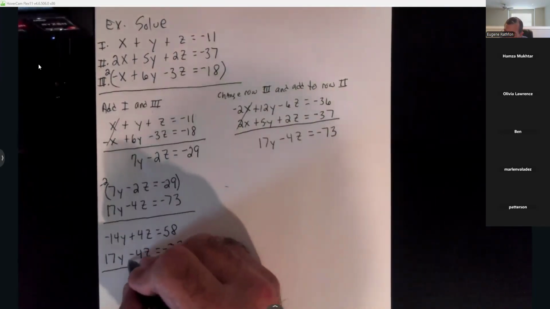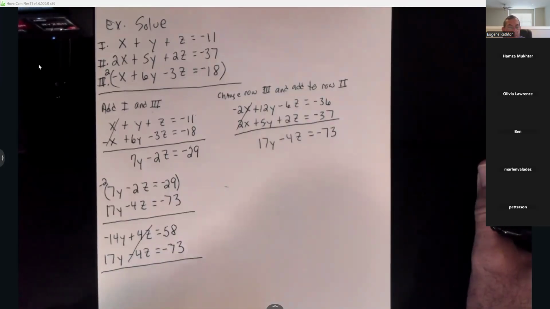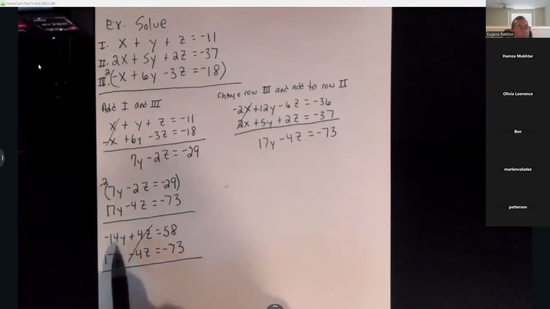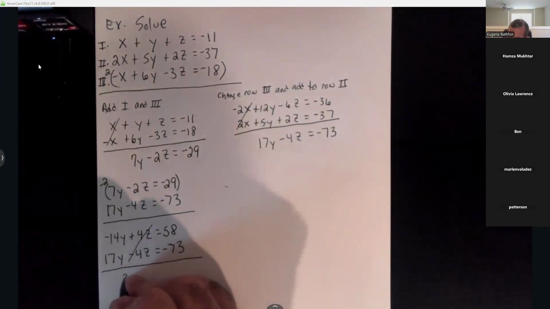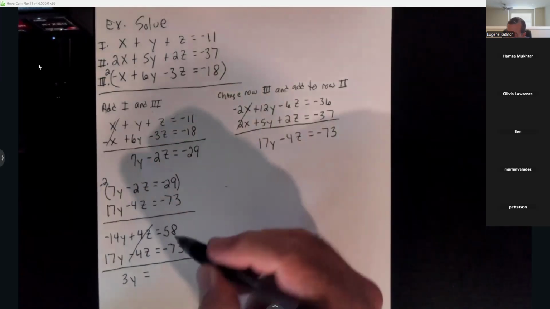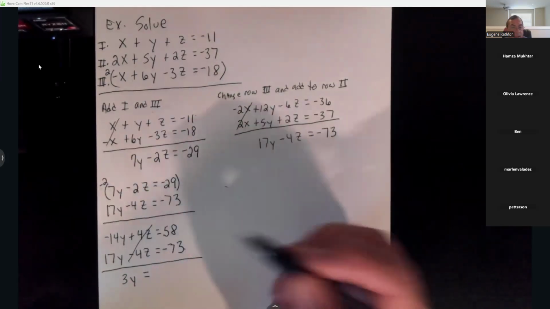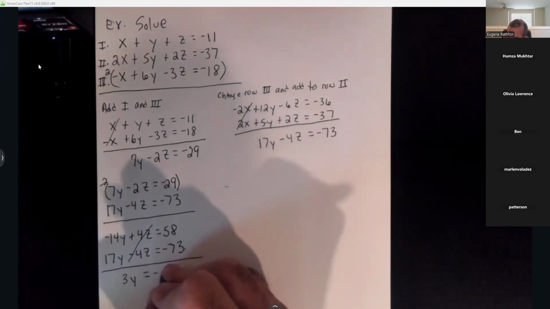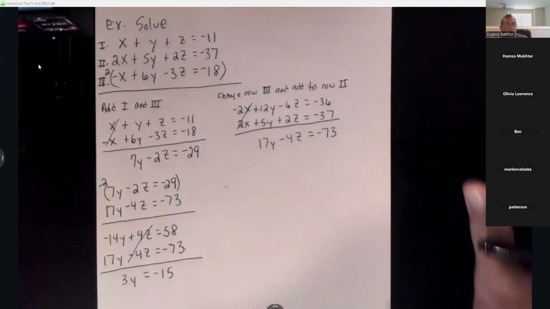All right, y'all, so good job. The z's are going to cancel right there in the middle. So negative 14 and 17 give me 3y. And then 58 and negative 73 is a negative 15.